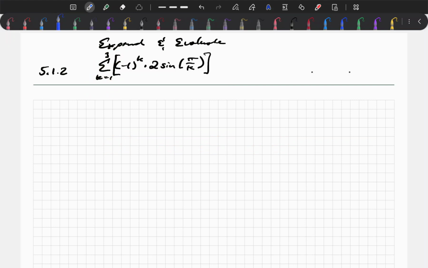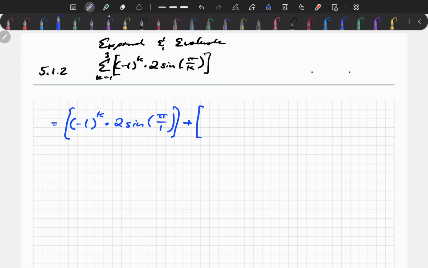So for our first term, we have k equals 1. So we're going to evaluate this as k equals 1. So our first term will be negative 1 to the power of k times 2 sine pi by 1. Alright, so I'm just going to do these all at once and simplify it later. So our second term, we're going to add our second term. We're going to box every term. Let's see if that works.